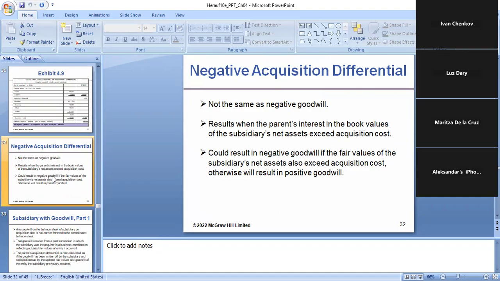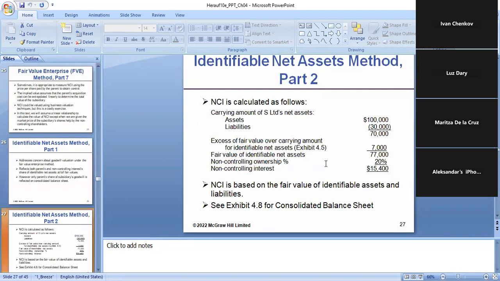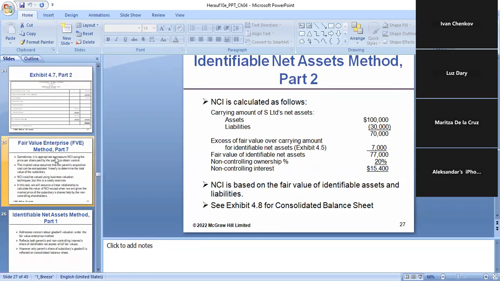You're going to have a question for the net assets method and the fair value method enterprise. But again, remember, whatever we're doing today, it's only at the acquisition date. So focus on those few things. Focus on the calculation of the acquisition differential, which always will be the price that you're paying versus the book value of the assets that you're having.